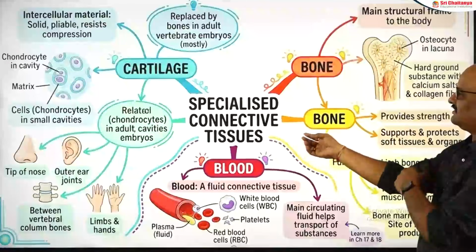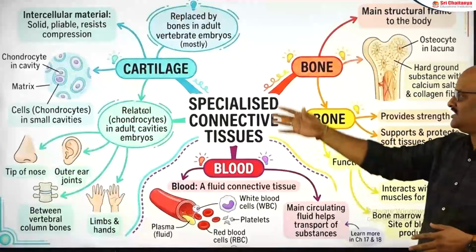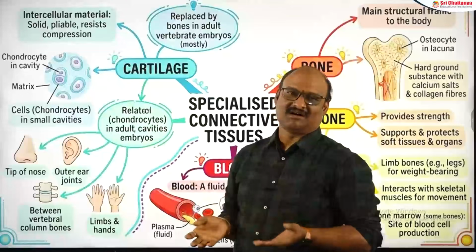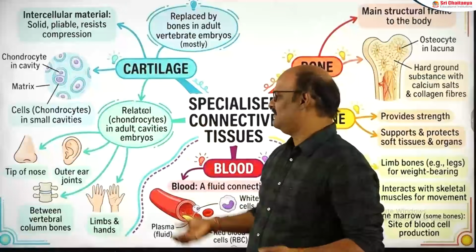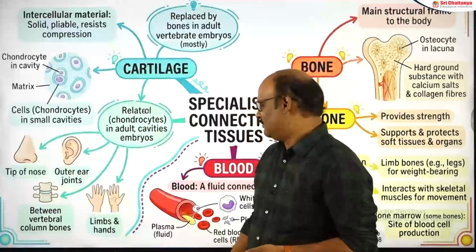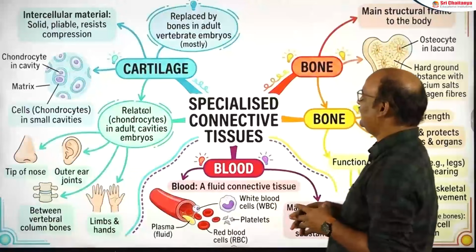The first specialized connective tissue we discuss is the cartilage. Cartilage is made up of cells called chondrocytes, which is pliable and resists compression. Cartilage is present in many parts of our body, like the tip of the nose, outer ear, joints, between the vertebral bones, limbs and hands, and the embryonic skeleton is made up of cartilage.